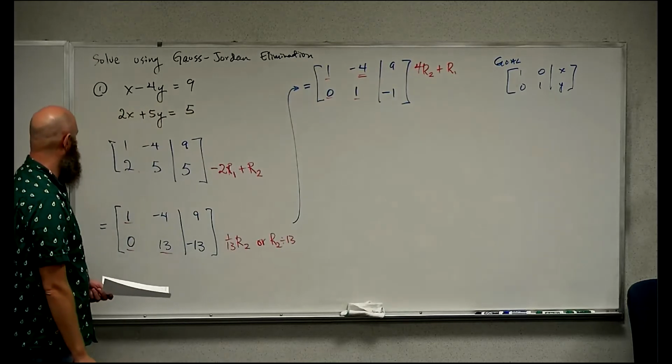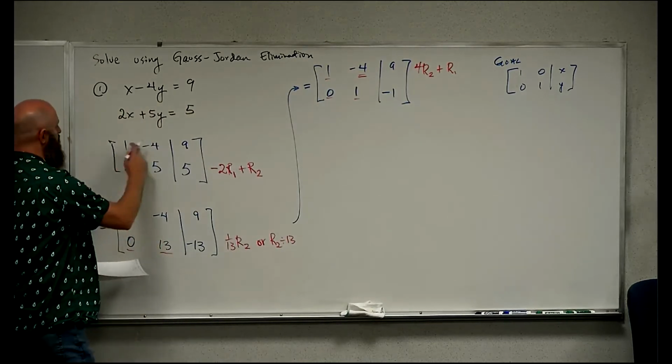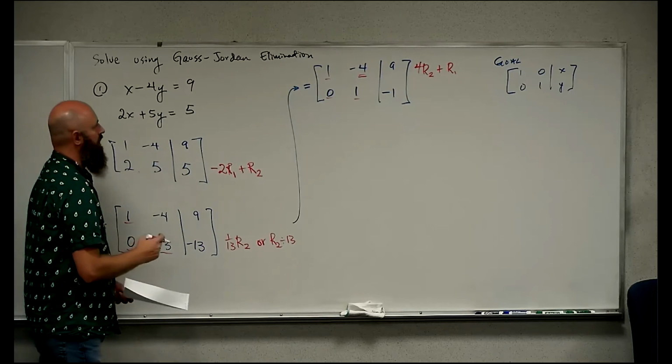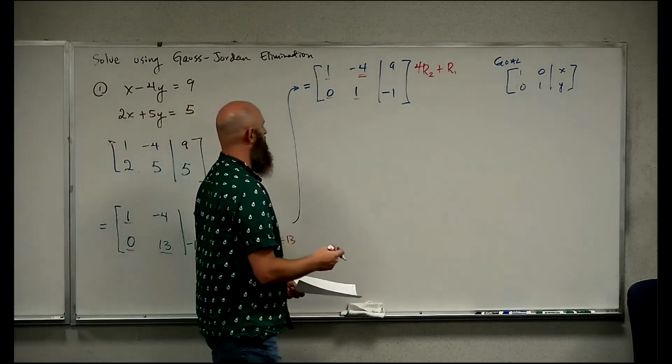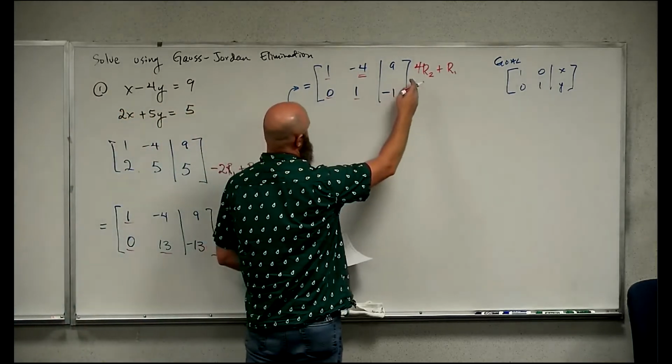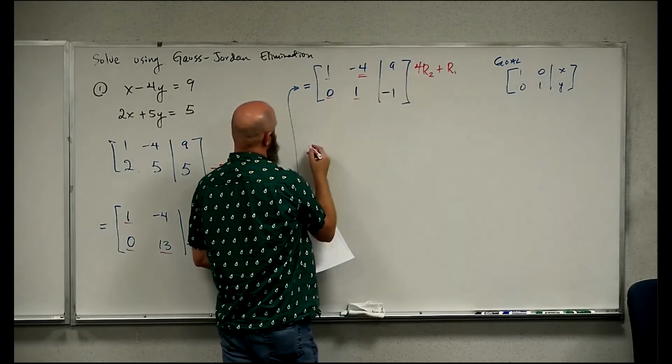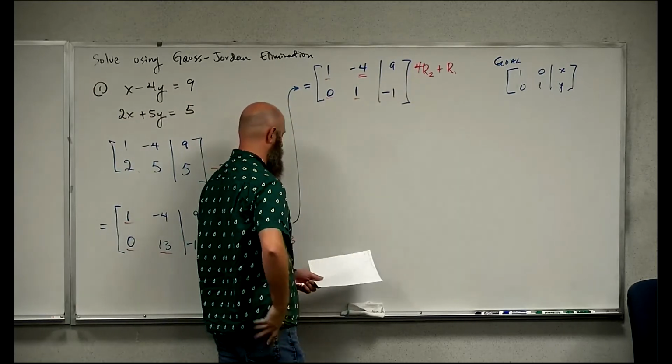Okay, so always remember that. This top one is row 1. This is row 2 for those pieces. Okay, so let's do that. All right, I need my other marker to stay consistent.